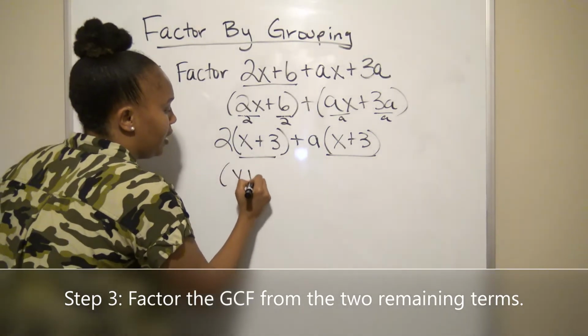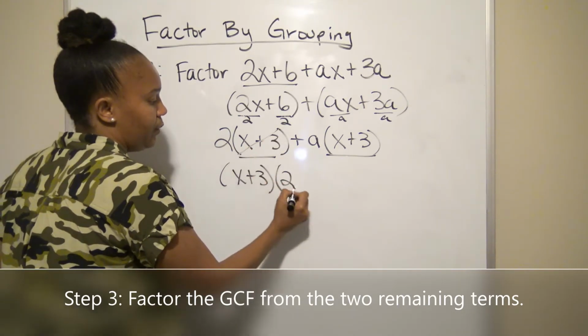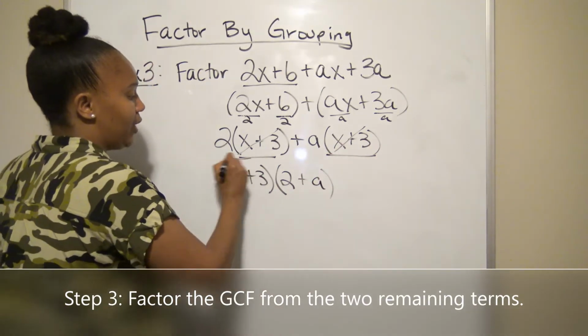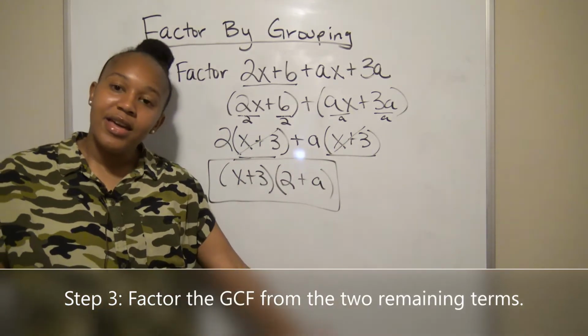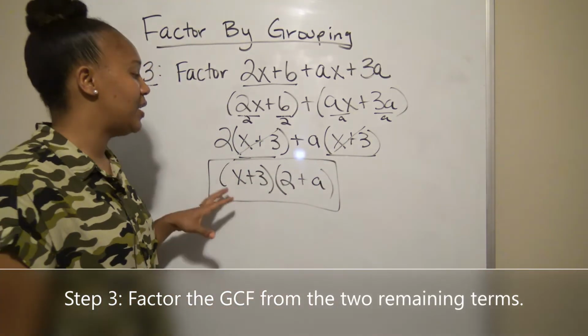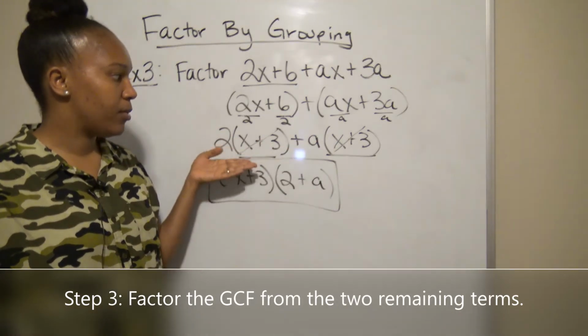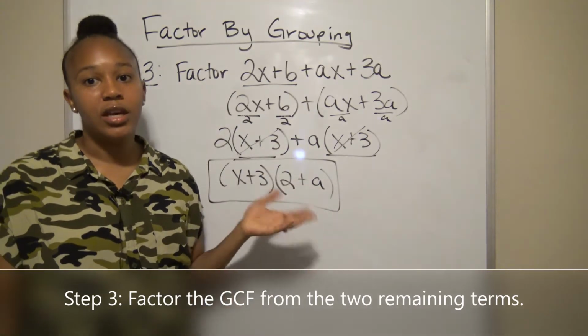So you can pull out the x plus 3, and if you take out the x plus 3 here, you're left with a 2. Take out the x plus 3 here, you're left with the a. And so this factors into x plus 3 times 2 plus a. That is how you would factor by grouping. So the last step, I didn't mention it, is actually to factor the full expression by pulling out the GCF of each term. Okay, so that's how you would factor by grouping.